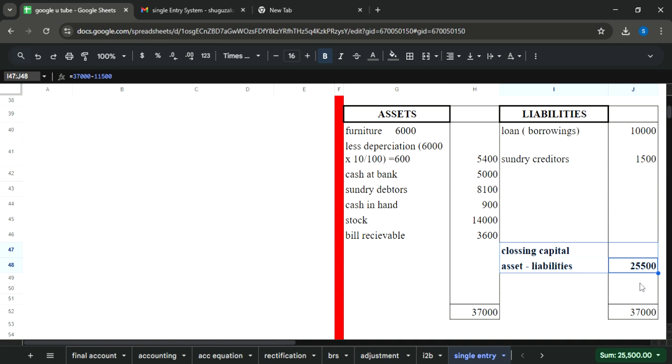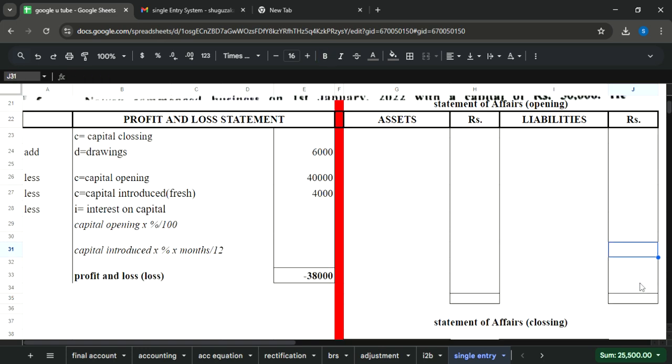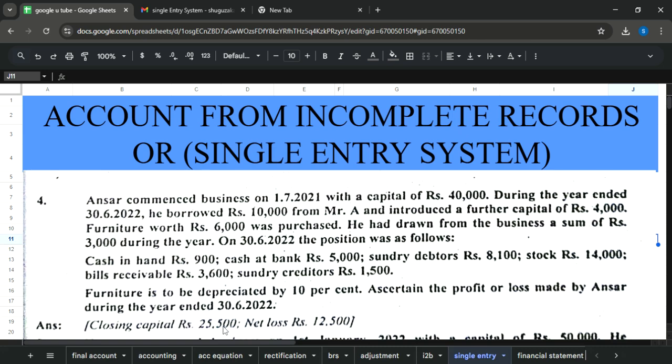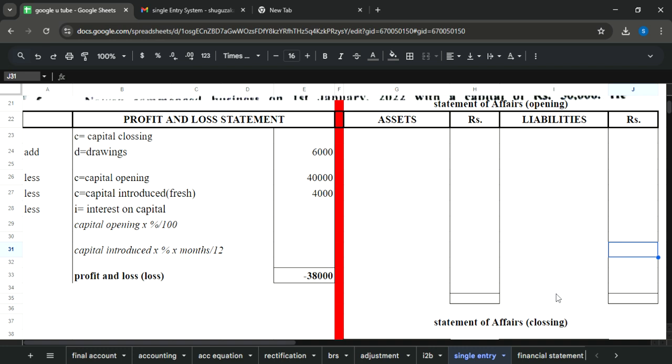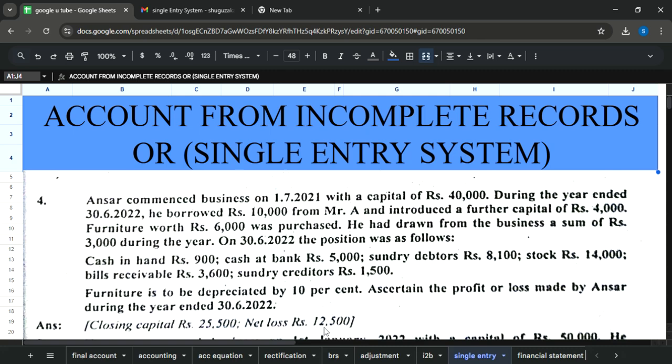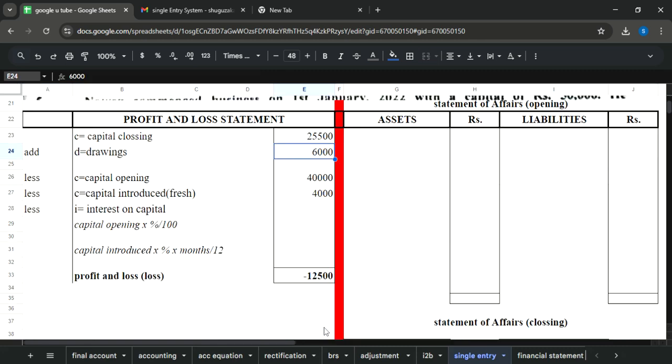The answer of this capital might be present. Let's check it out. So we have closing capital 25500 and our answer is also 25500. So guys, in this way we can put our closing capital 25500. After that, what we will do, the first two items would be added, the remaining three items would be subtracted, and what we have got is minus 12,500. The answer would be given, and you can see that your loss is 12,500. That means minus 12,500, and we have got minus 12,500.